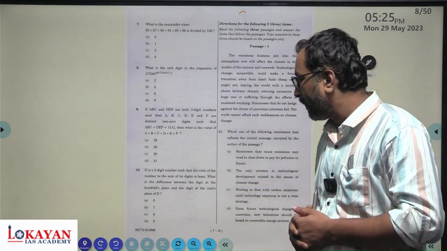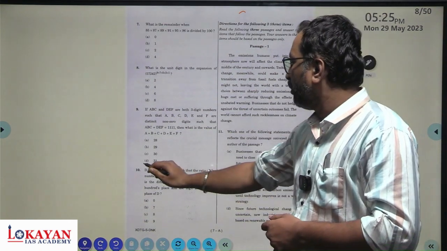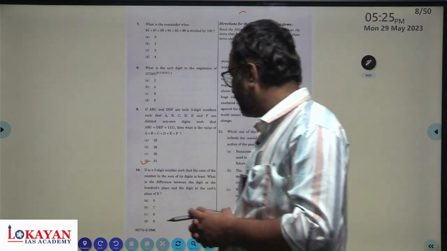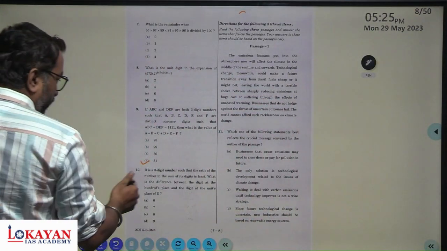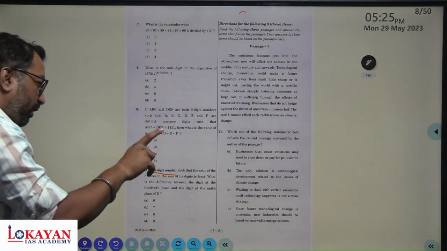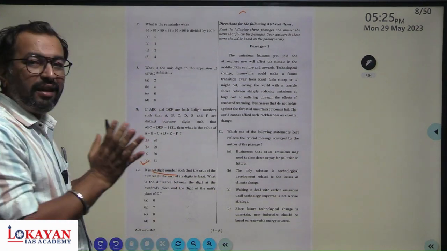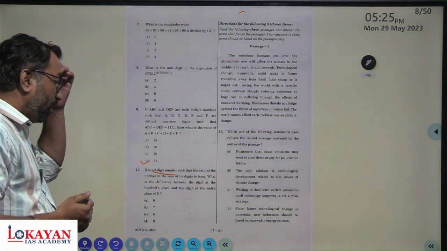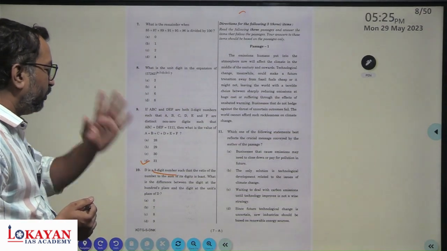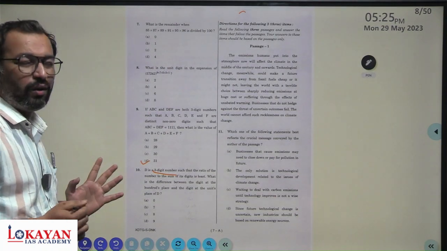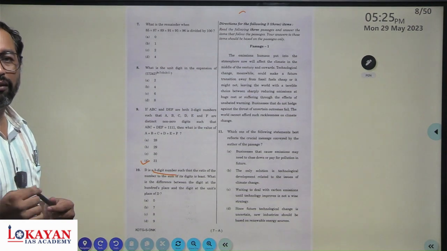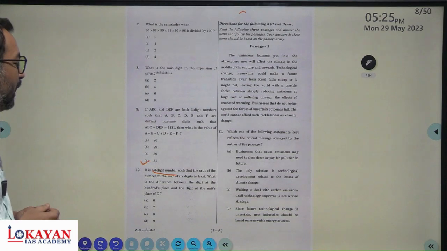So question number 10. Question number 9, the answer was 31, option D. Question number 10. D is a 3-digit number such that the ratio of the number to the sum of its digits is least. What is the difference between the digit at the hundreds place and the digit at the unit place of D? Now, these are tricky questions, right? After one reading, many of you will not even comprehend what has been asked, right?